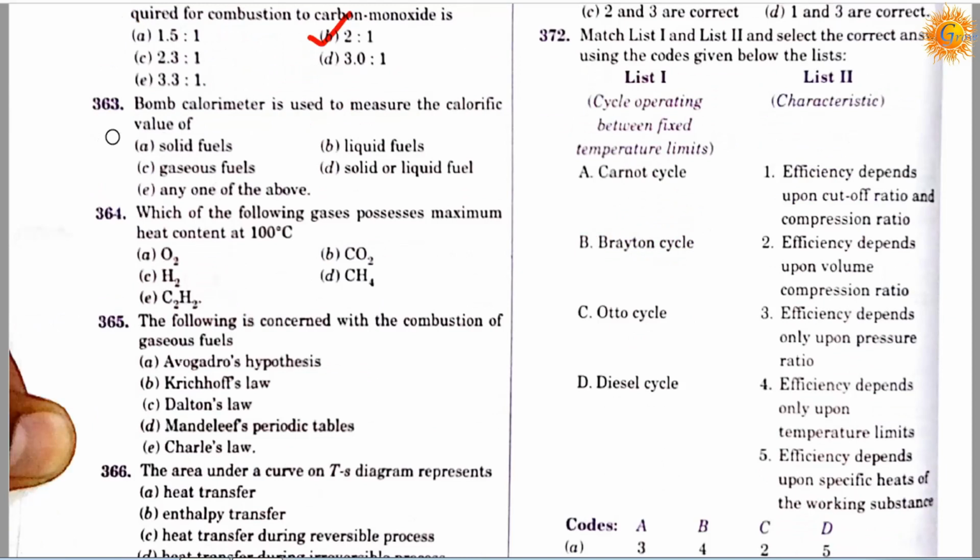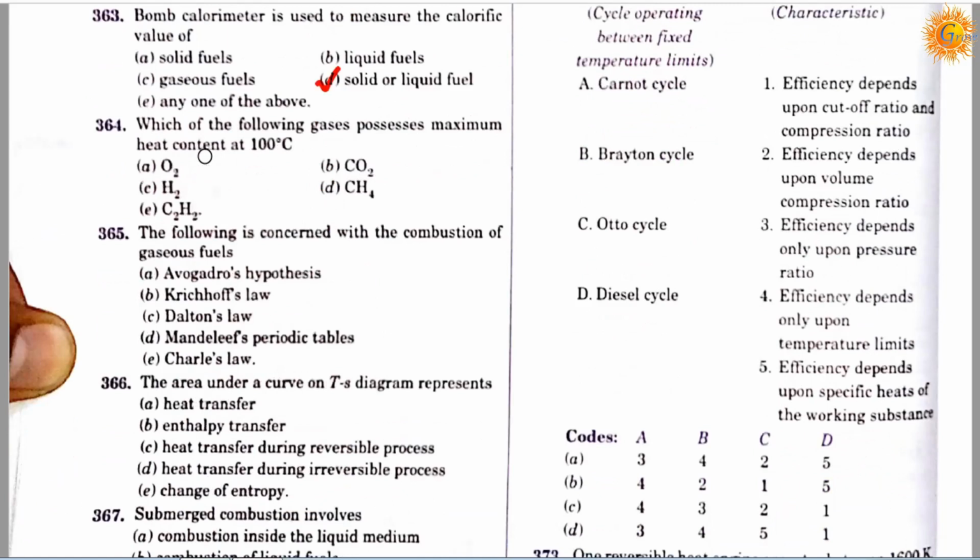Question number 363. Bomb calorimeter is used to measure the calorific value of option A solid fuels, option B liquid fuels, option C gaseous fuels, option D solid or liquid fuels, option E any one of the above. So correct answer is D, solid or liquid fuels. Question number 364.